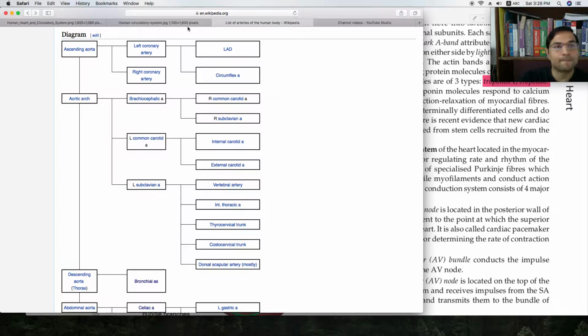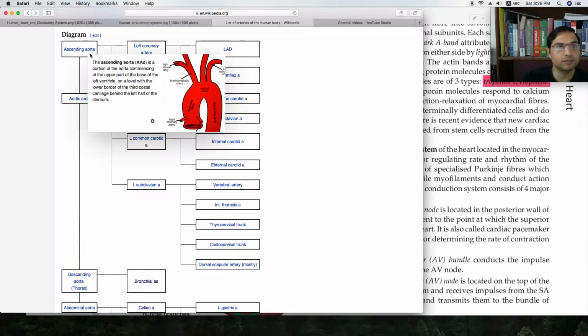So the first artery, or the first major blood vessel appears as soon as the left ventricle pumps the blood, right? So after left ventricle, the first blood vessel to appear is ascending aorta, right? Ascending aorta. You can see this ascending aorta here. So this ascending aorta, right? This ascending aorta is the first blood vessel to appear, and this ascending aorta gives the branches.